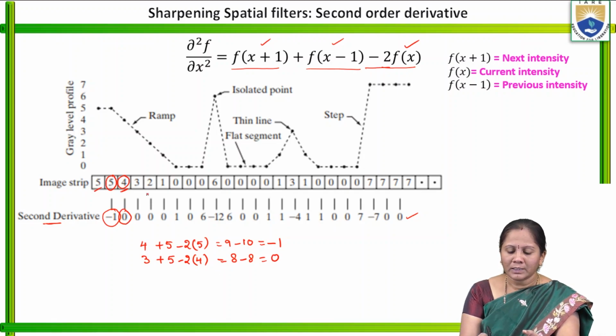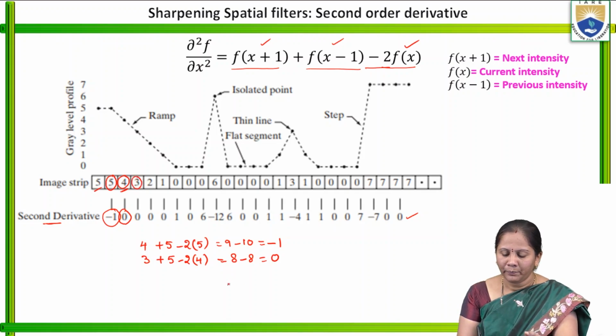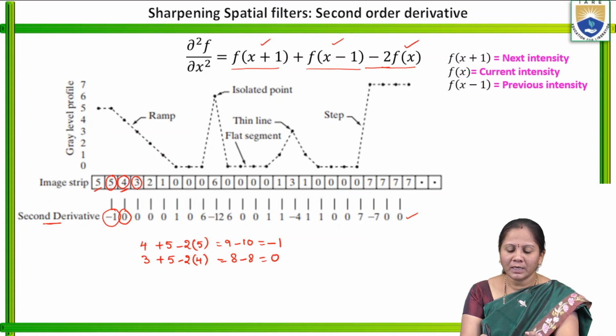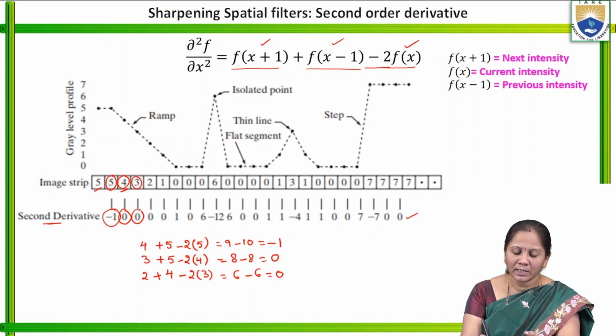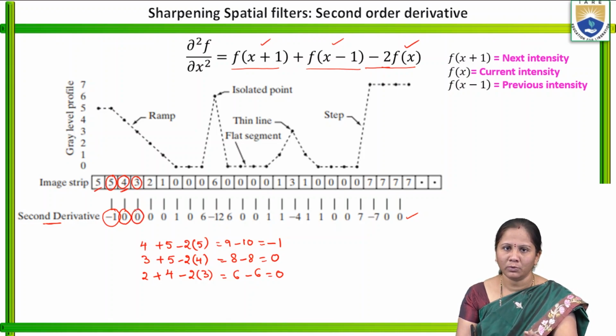And next one, here the current intensity is considered as 3. So if we consider 3 as the current intensity, the previous intensity will be 4 and the next intensity will be 2. So 2 plus previous intensity 4 minus 2 into f(x), the current intensity 3. So 6 minus 6, the value will be equal to 0. That's why here the second order value is equal to 0.